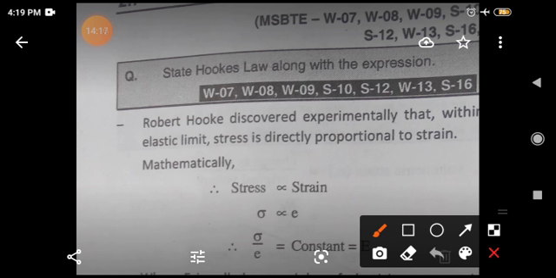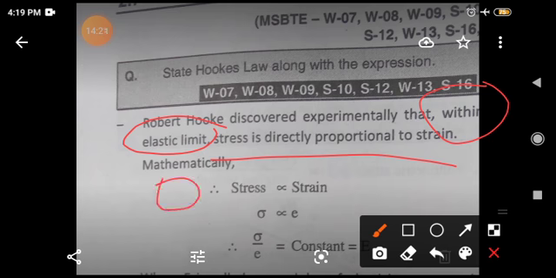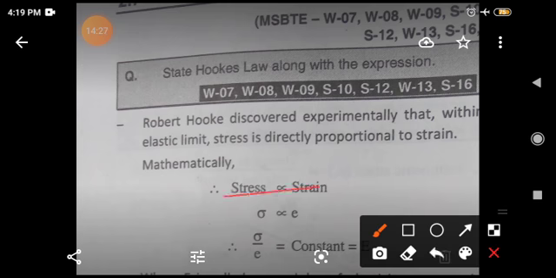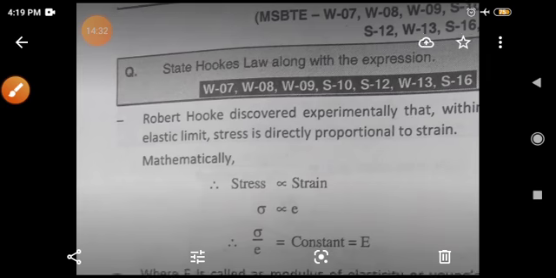Hooke's law states that within elastic limit, stress is directly proportional to strain. Stress is denoted by sigma, strain is denoted by E. Therefore stress is directly proportional to strain, sigma upon E, which is constant.